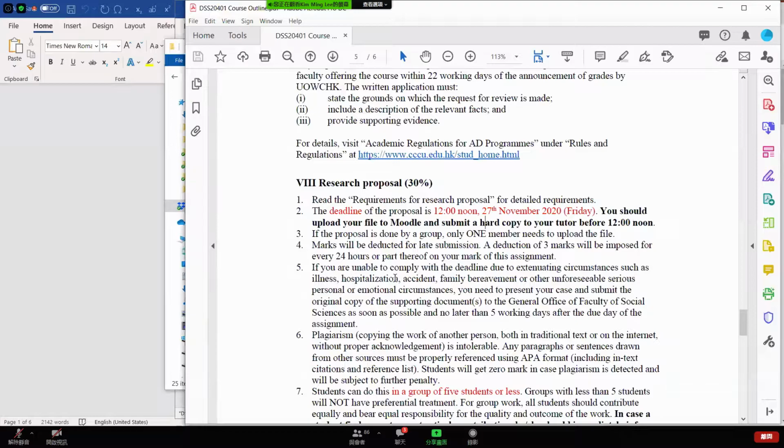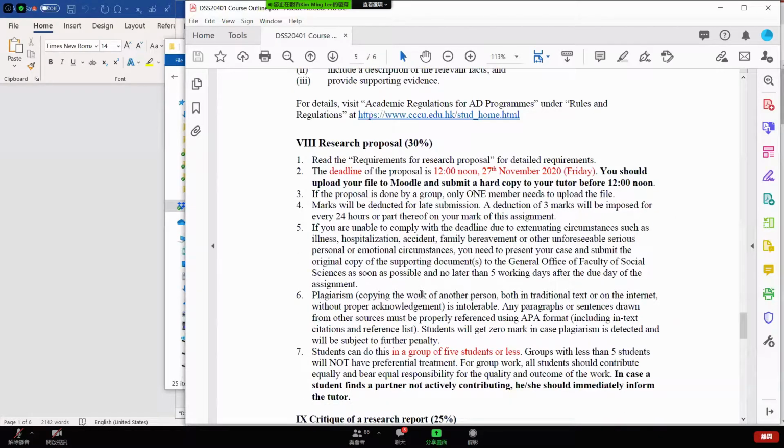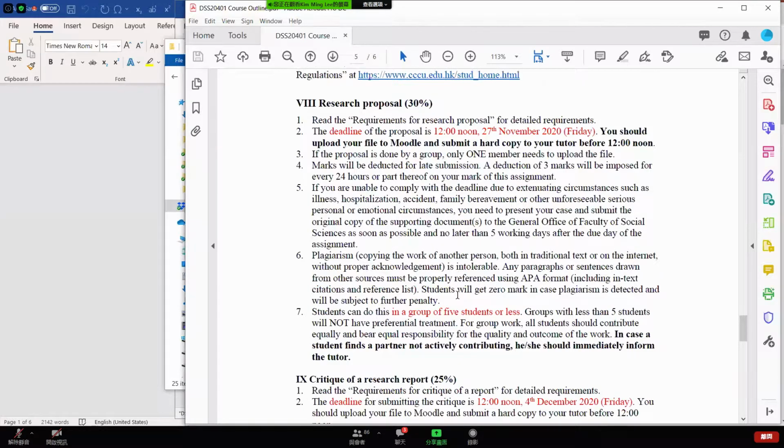So if you cannot comply with the deadline, because it weighs 30%, you need to present your case to the general office within 5 working days. Plagiarism is not allowed, and you can do it in a group of 5 students or less. Okay, that means you can form a group of 5 and do your proposal. But how about groups with less than 5 students? They will not get preferential treatment.